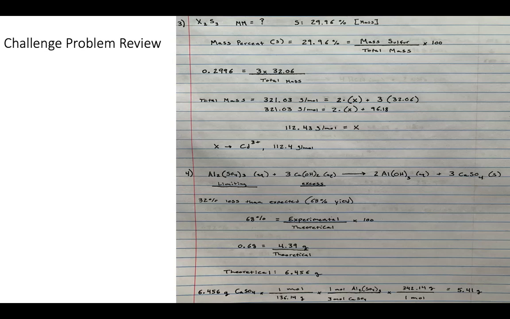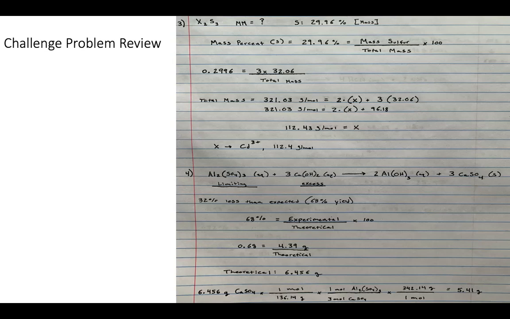Okay, and so if you have 32% less than you expect, that means your percent yield is just 32% less than 100%, which is 68% yield. Okay, so I think that's the big tricky part of this problem: realizing that when they say you get 32% less than you expect, that's really telling you that your percent yield is 68%.